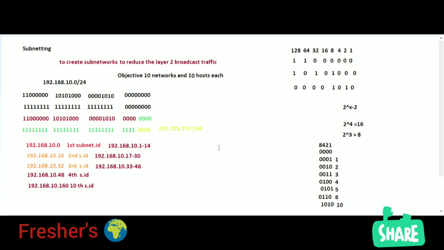Okay, is anything missing? We got the 10 subnetworks and 10 hosts each. Our objective is fine.